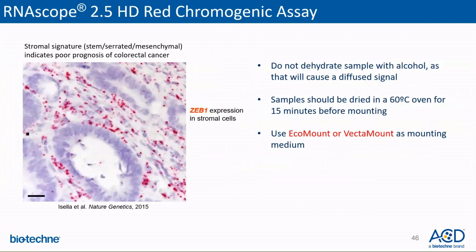Here is an example of a chromogenic red assay. The image shows the expression of ZAGE1 in stromal cells. The fast red chromogen is used in this assay. We recommend using either EcoMount or VectaMount media to best preserve the staining. The fast red chromogen is sensitive to alcohol and if it's exposed, may cause signal diffusion. After chromogen development, the slide should not go through ethanol dehydration, and therefore we recommend drying the slide in a drying oven at 60 degrees centigrade.